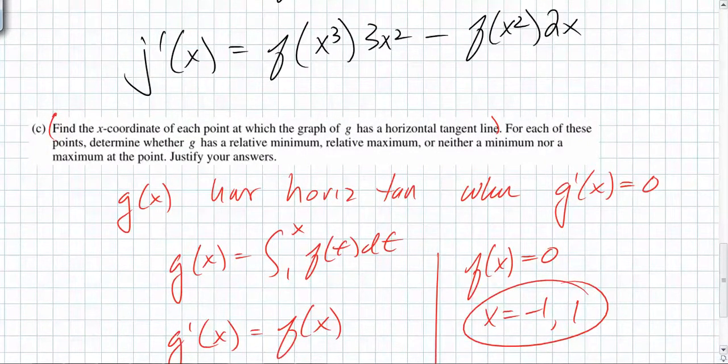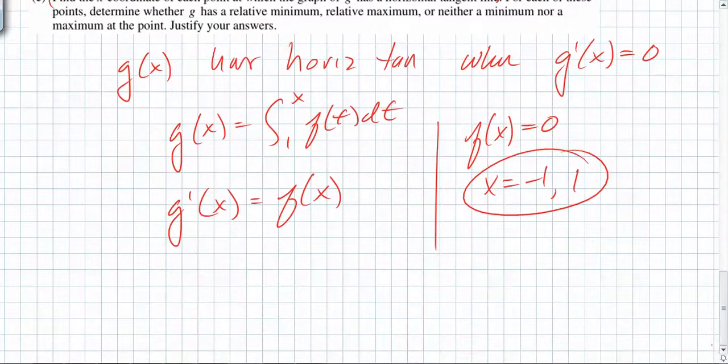For each of these points, determine whether g has a relative minimum, relative maximum, or neither at that point. So how do you find out if it has a relative minimum or maximum? There are two different tests we could do.